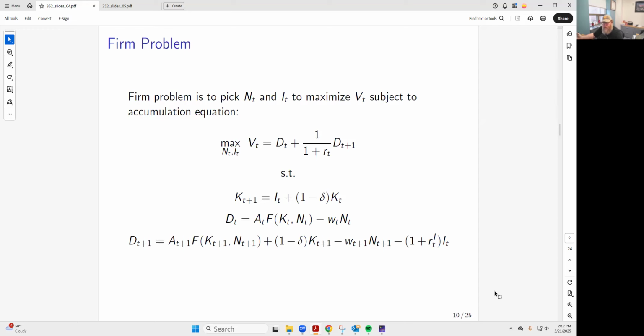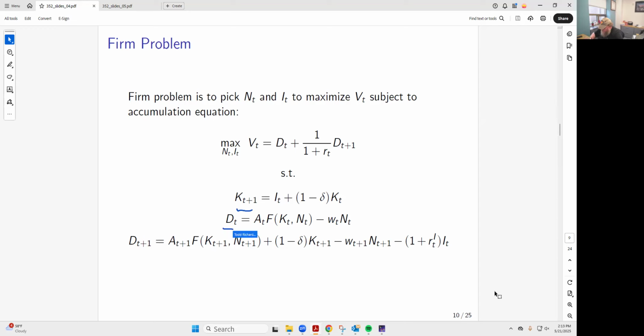All right, so then this sets up a relatively simple firm problem. The firm wants to maximize their value. And then we just have three seemingly complicated but pretty straightforward constraints. The first constraint is that the capital in time period T plus 1 is equal to investment plus the depreciation of the capital stock from the previous period. I should say the 1 minus the depreciation.